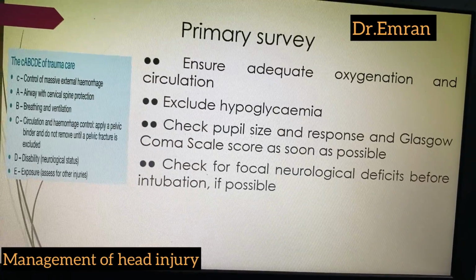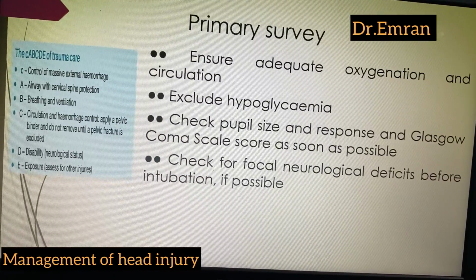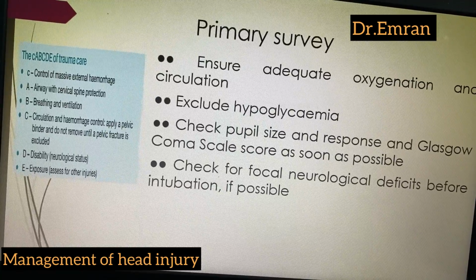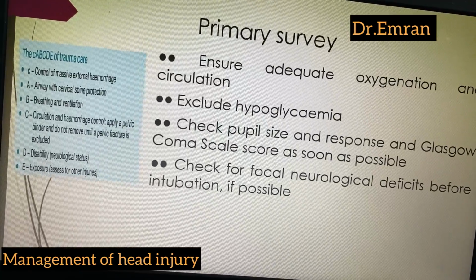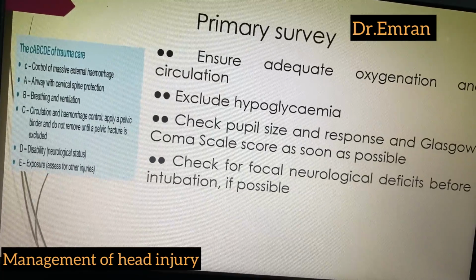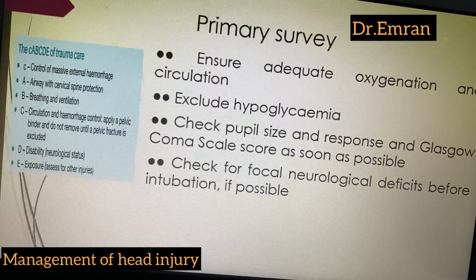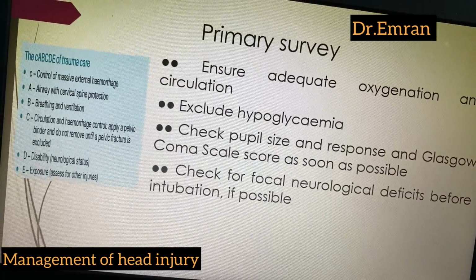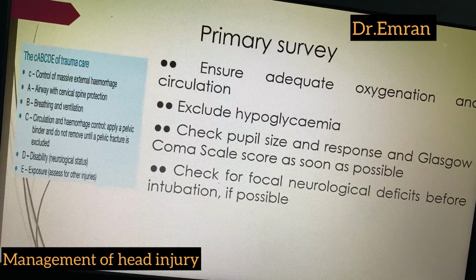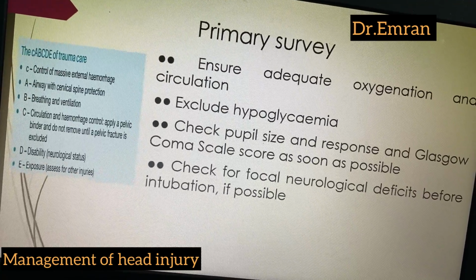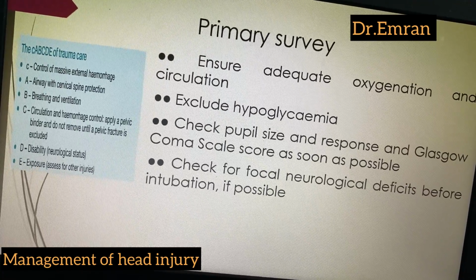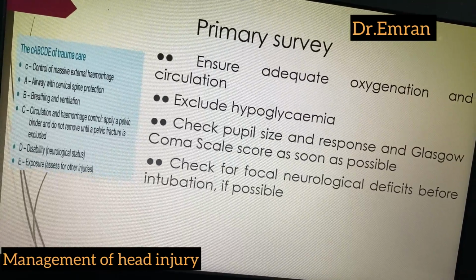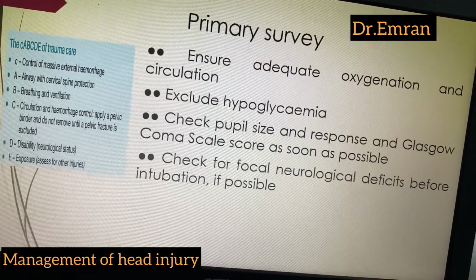And the primary survey. You all know the ABCD management in trauma care, and now it is revised, that is CABCD. C for control of massive external hemorrhage first, then ABCDE. A for airway with cervical spine protection, B for breathing and ventilation, C for circulation and hemorrhage control, D for disability assessment, and E for exposure in optimal temperature.